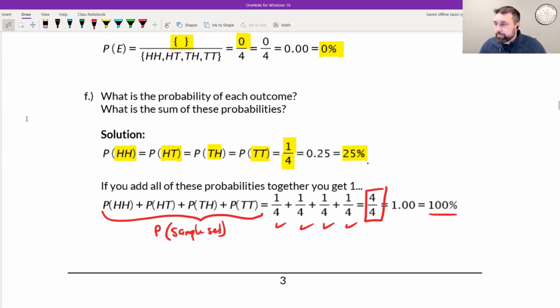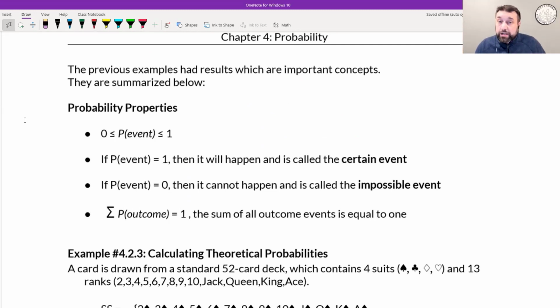So all of these examples are leading us to probability properties. So probabilities are always going to be between 0 and 1. And so 0 is, think of that as like 0%, 1 is 100%. So when you do these calculations, you will always get a number, a percent between 0 and 100%, or as a decimal, your number will always be between 0 and 1 as a decimal.